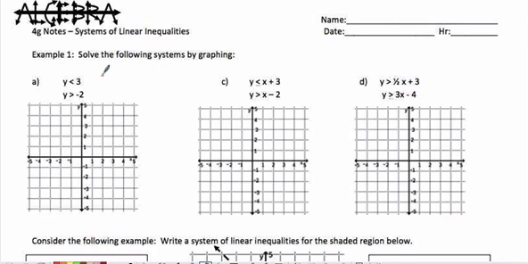I'm going to do just one of these, and I'm going to have you do the next two. But y is less than 3. So here's 3. Right here. It's going to be horizontal at 3, and it's going to be dashed. And then we're going to shade less than 3, so all of this down here.